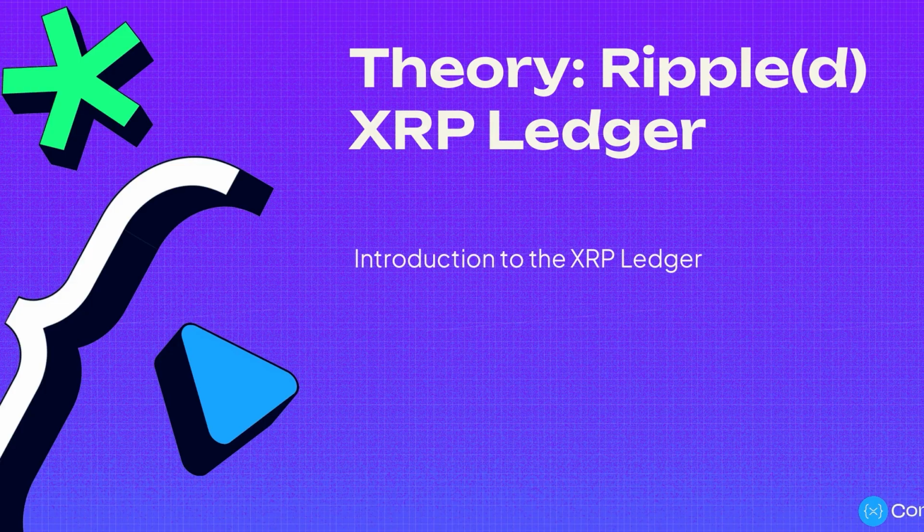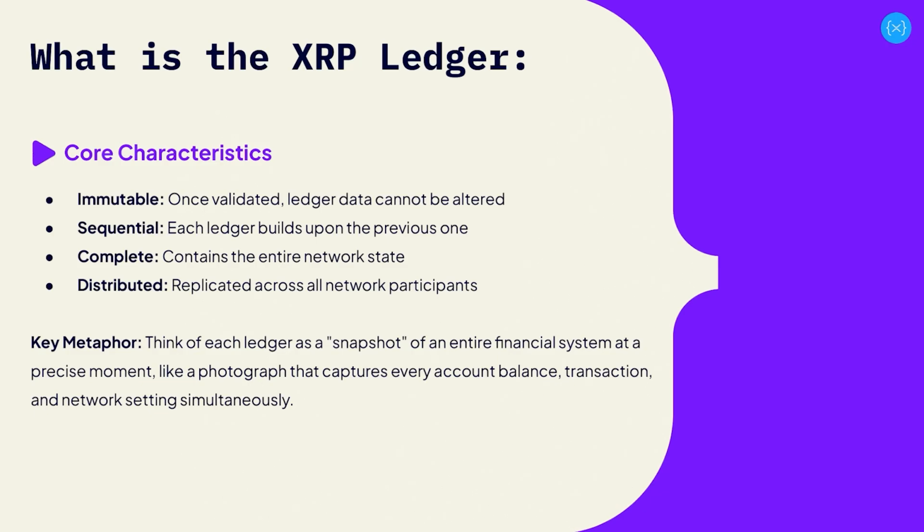I'm an XRPL core developer at XRP Labs, and today we're going to be talking about the XRP Ledger. So what is the XRP Ledger? The XRP Ledger is a cryptographically secure, immutable record of the complete state of the XRP Ledger network at a specific point in time. Its core characteristics are that it's immutable, so once validated, ledger data cannot be altered.